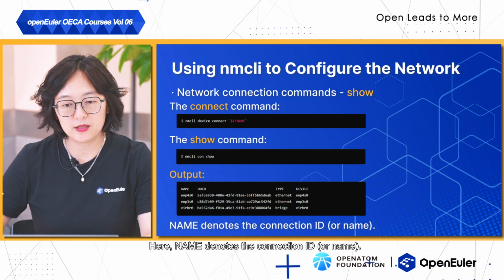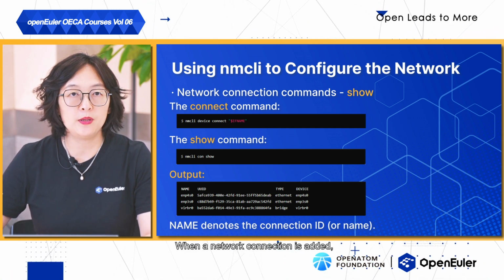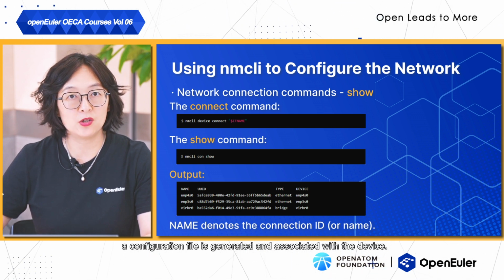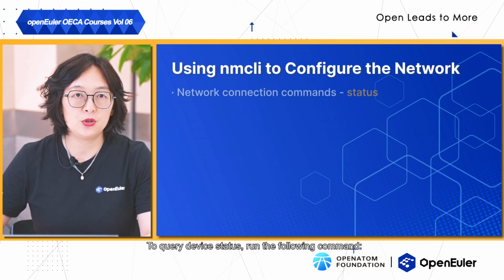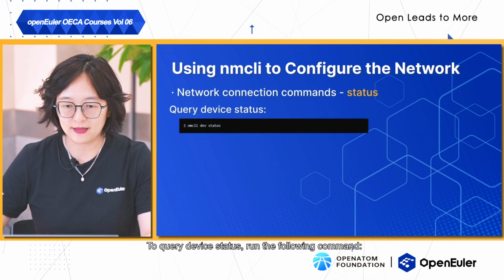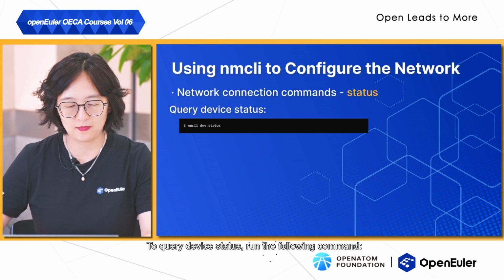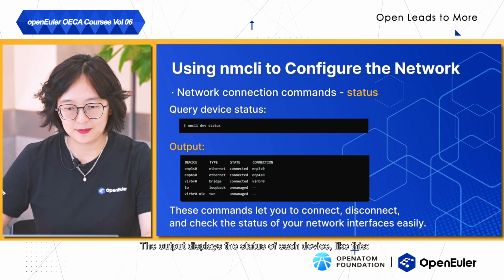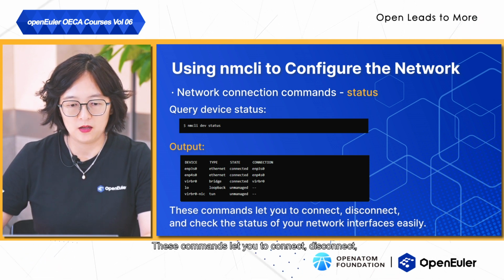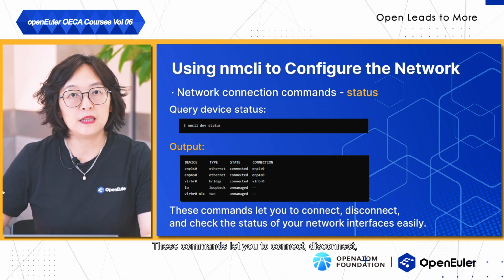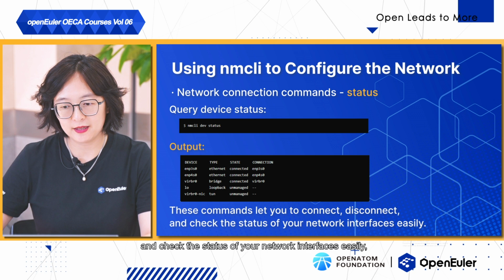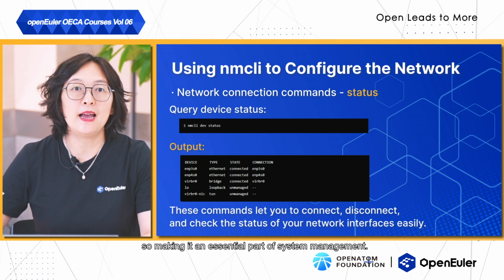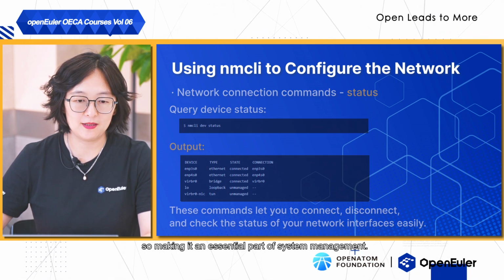Here, name denotes the connection ID or name. When the network connection is added, a configuration file is generated and associated with the device. To query device status, run the following command. The output displays the status of each device like this. These commands let you connect, disconnect, and check the status of your network interfaces easily, making it an essential part of system management.